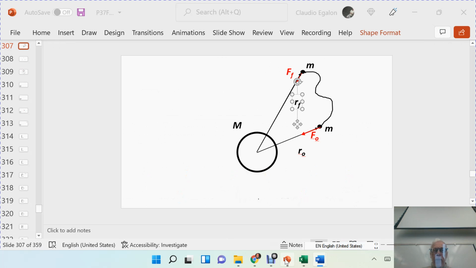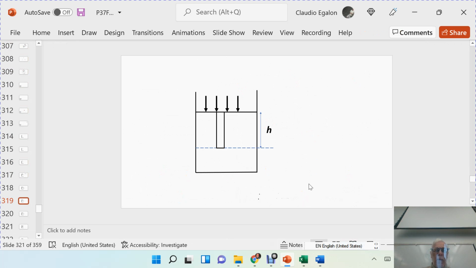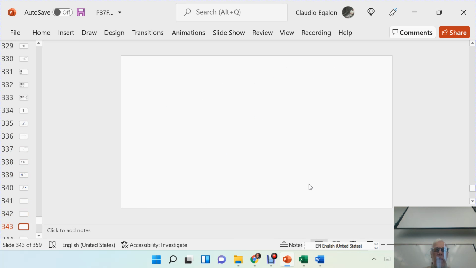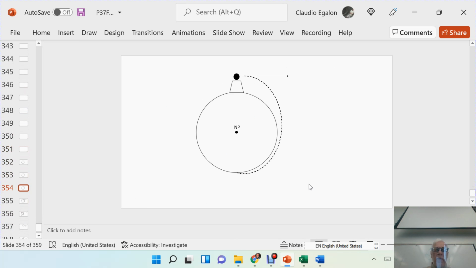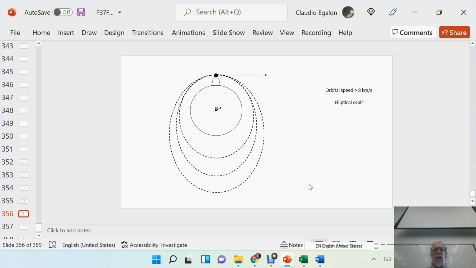What does escape speed mean? Let me give you a qualitative idea. You already know how to put an object in orbit, right? You just propel it fast enough to go into a circular orbit. But if you keep propelling even faster, the circular orbit becomes an elliptical orbit. See? One elliptical orbit here, another elliptical orbit here.